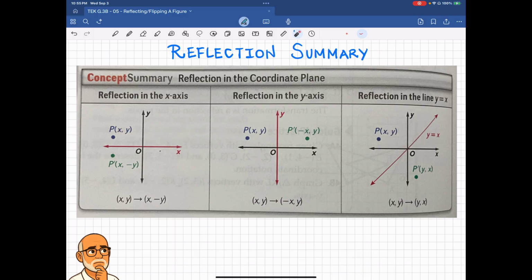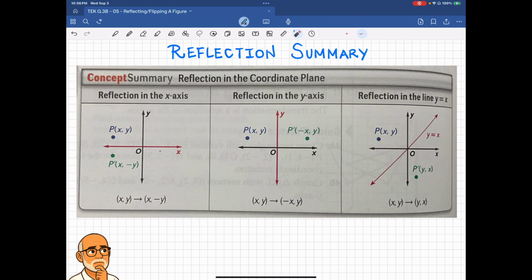Now, right here, you see a handy-dandy chart that I found that I thought was just really simple. And it basically gives you the concept of reflection. Okay. So here we're reflecting on the x-axis. Notice that the x-axis is red. Here we're reflecting on the y-axis. The y-axis is red. And here's our friend, our buddy, y equals x.